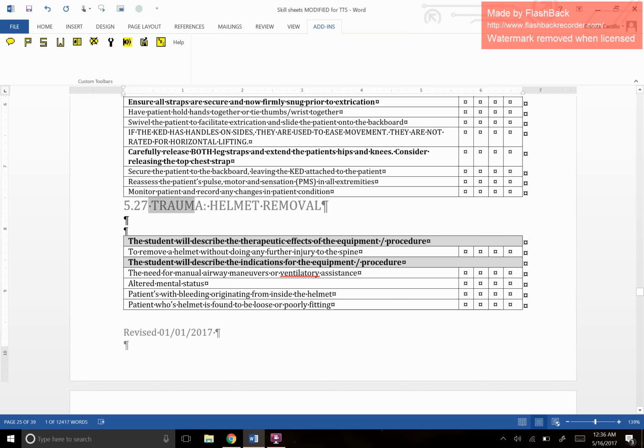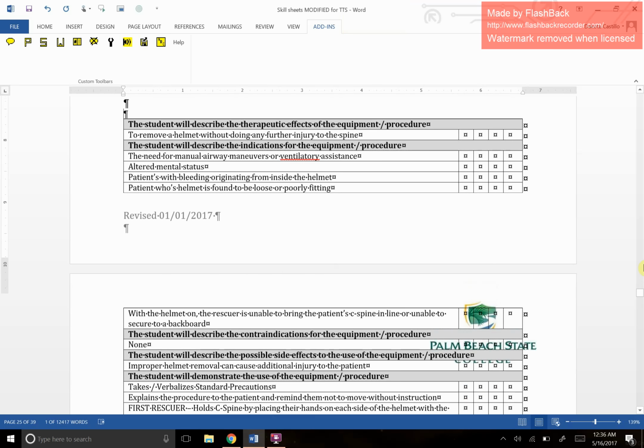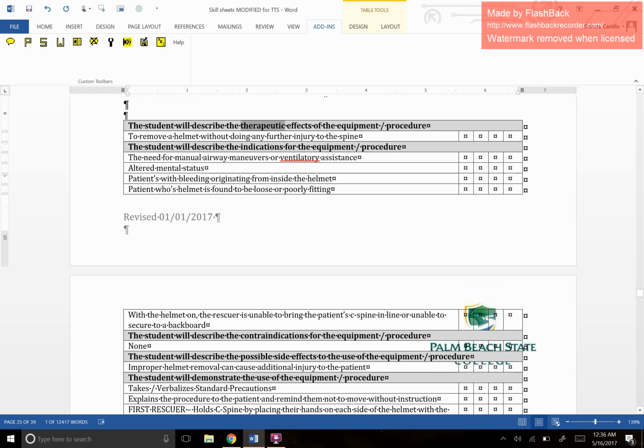5.27 Trauma, Helmet Removal. The student will describe the therapeutic effects of the equipment/procedure. To remove a helmet without doing any further injury to the spine. The student will describe the indications for the equipment/procedure. The need for manual airway maneuvers or ventilatory assistance.